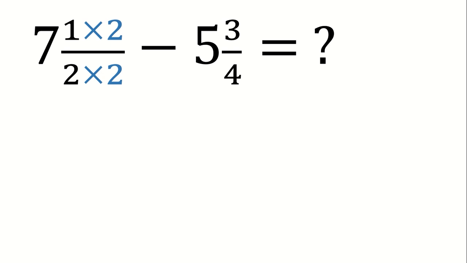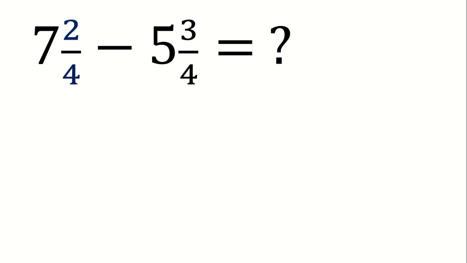So do it now, and we get 7 and 2/4 as the left-side number. Now we can easily subtract these two numbers from each other: 7 and 2/4 minus 5 and 3/4. How do we subtract these two numbers? 2/4 is less than 3/4.